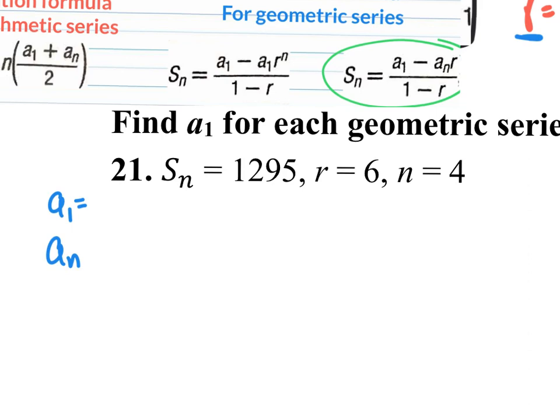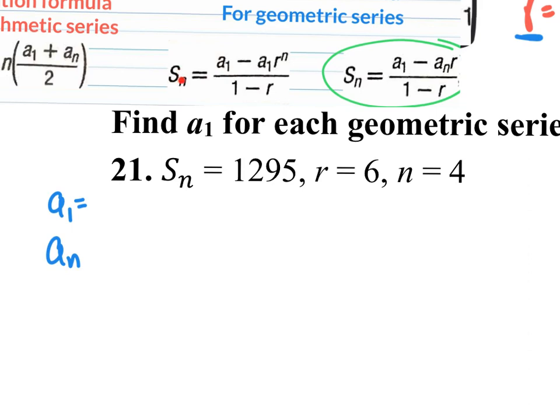Okay, so when you have two unknowns, a sub 1 and a sub n, you're not going to be able to figure that out. But if there's only one unknown, a sub 1, that's the only thing that's missing, right? Because you don't need a sub n for this one. So this is the one that you're going to use. Let's actually plug it in.